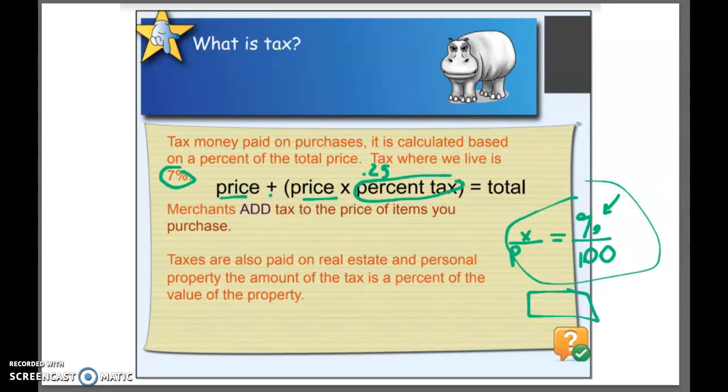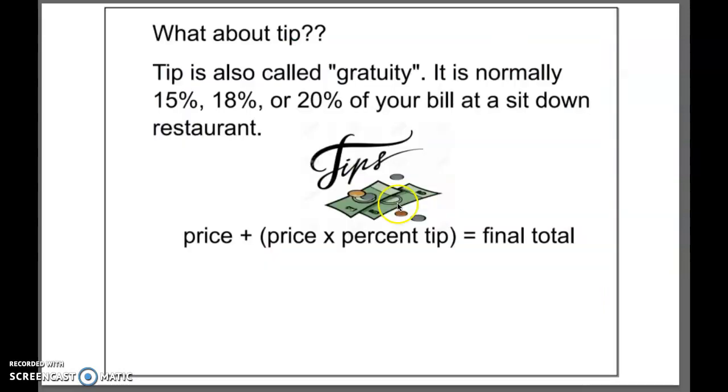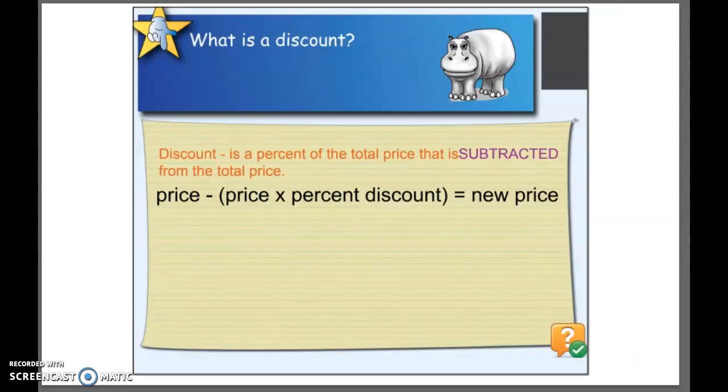Either way is fine, but just remember, this one you have to change to a decimal, and when you're done with your total, you're done. This one you don't change to a decimal, but once you cross multiply and divide, you have to add that back. Okay? Tip is exactly the same way as tax, except it says tip. So remember, you're adding the tip back to your price. It's also called gratuity. But again, you can do the X over price equals percent over 100 on that one. Just add that answer back.